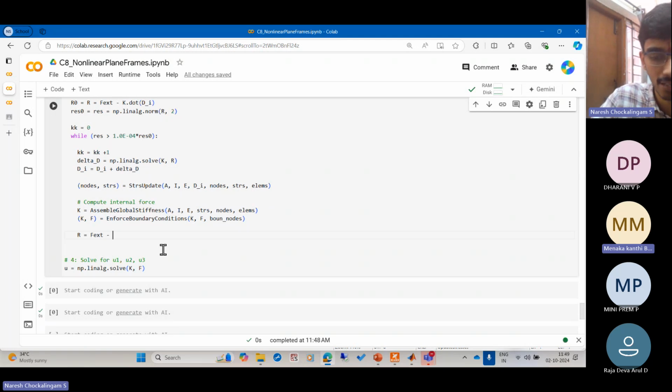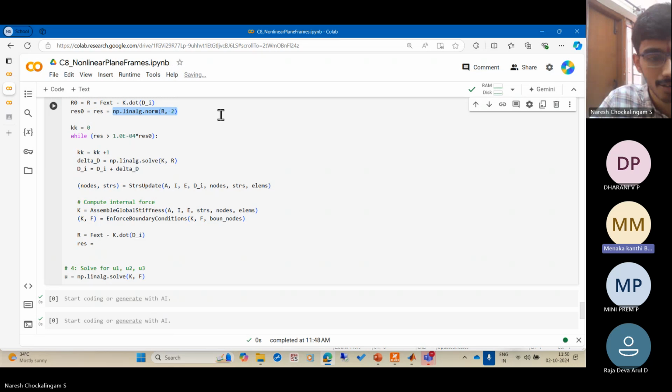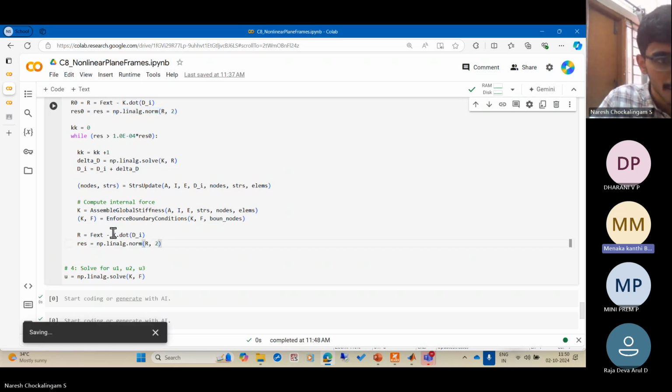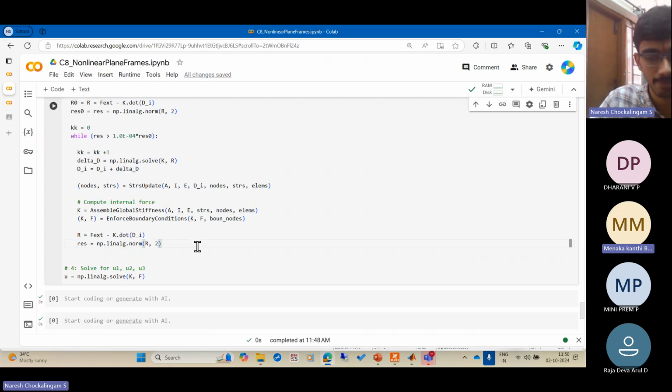So R equal to Fx minus K dot Di. So this Di is the updated Di. It's the current updated Di. Now find the residual with that. Then find the norm of it. Res is equal to this thing. No change. That's all. So then when it comes here, it will check the condition. If it is satisfied, it will come out. Otherwise, it will not. Then lastly, I'll put this condition also. If there are too many iterations, let it print that.